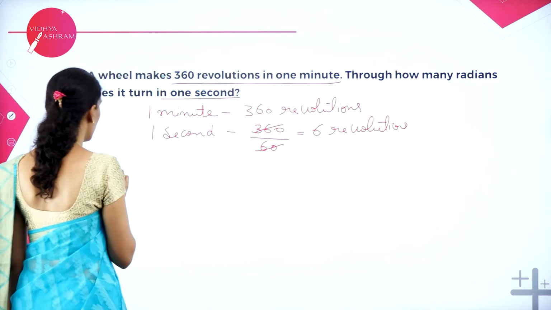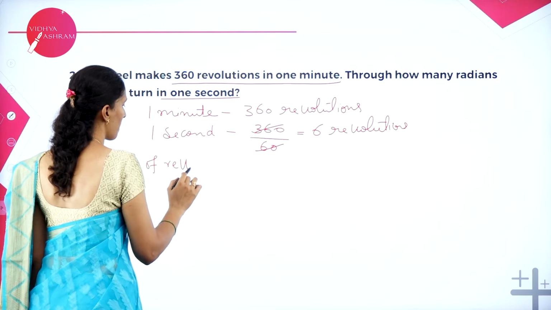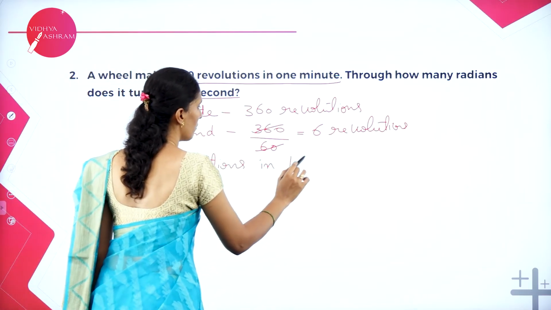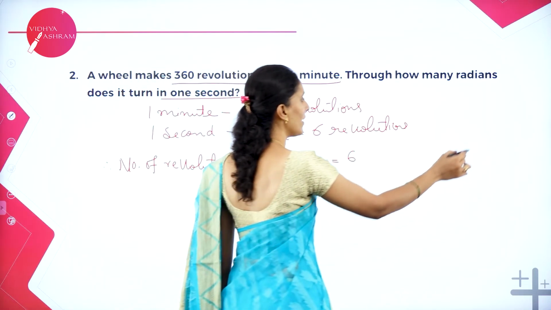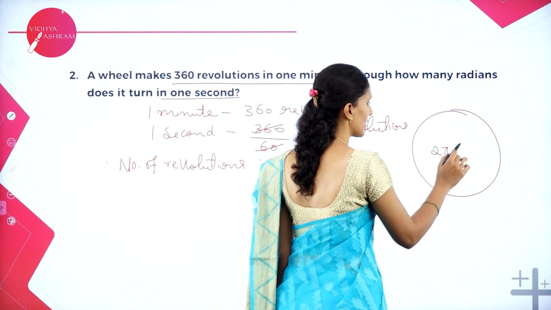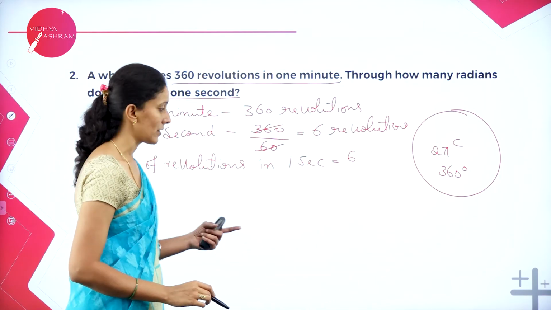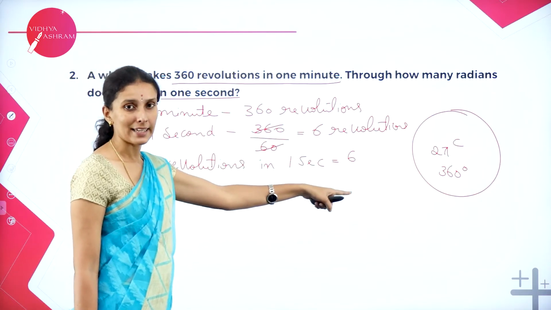So therefore, the number of revolutions in 1 second is equal to 6. And we know that one complete revolution is nothing but 2 pi radians. That is, your angle is 360 degrees, which is nothing but 2 pi radians. Now in 1 second, it makes a complete revolution of 6.